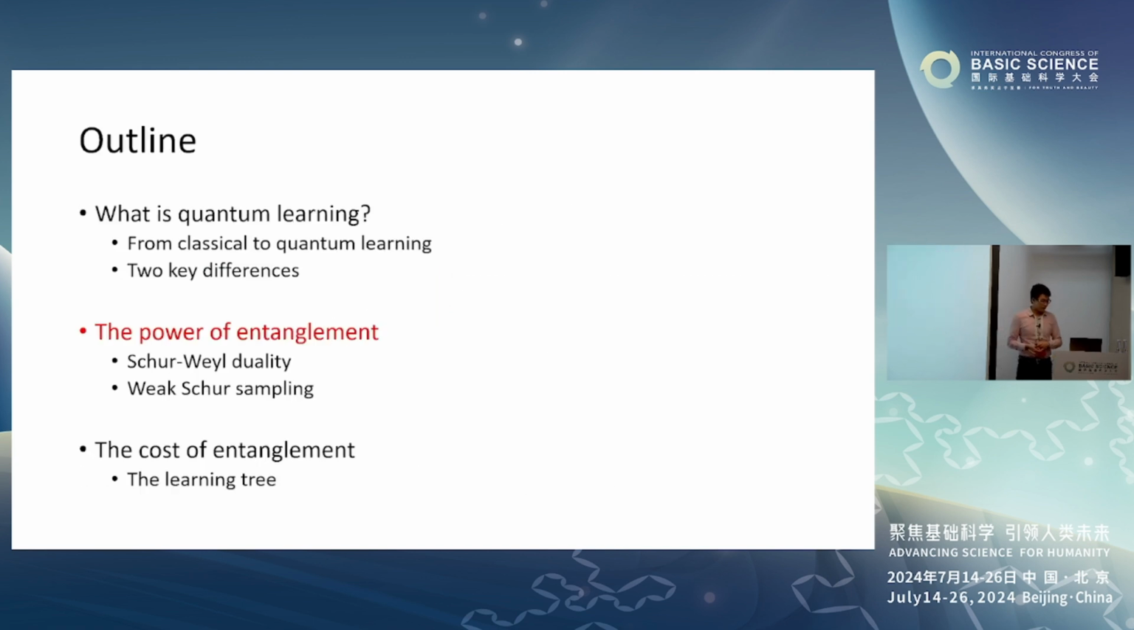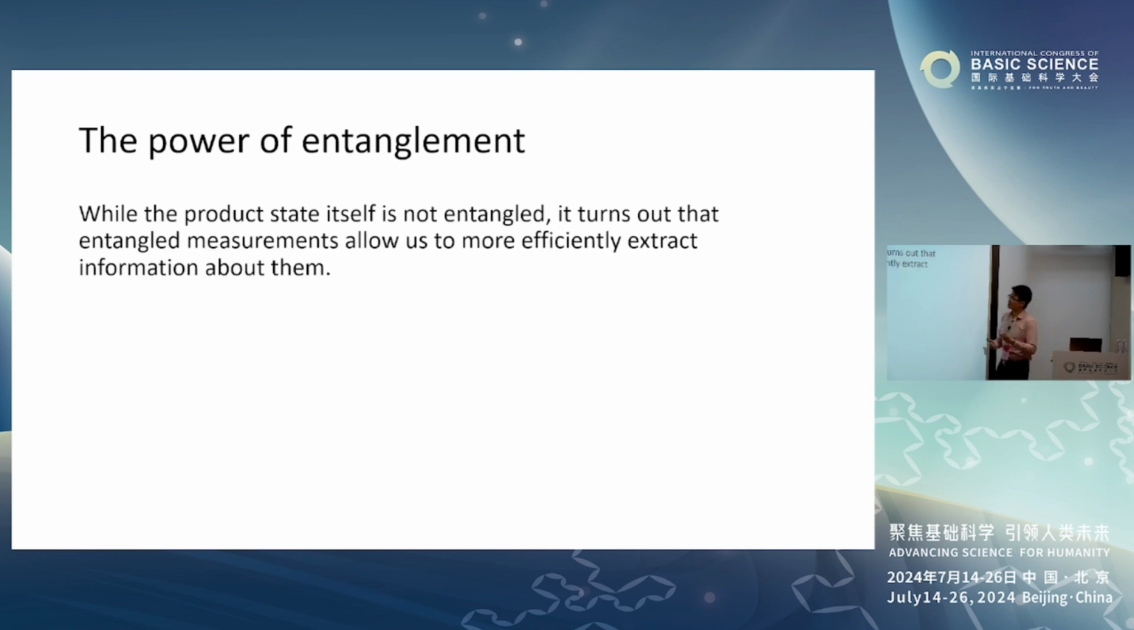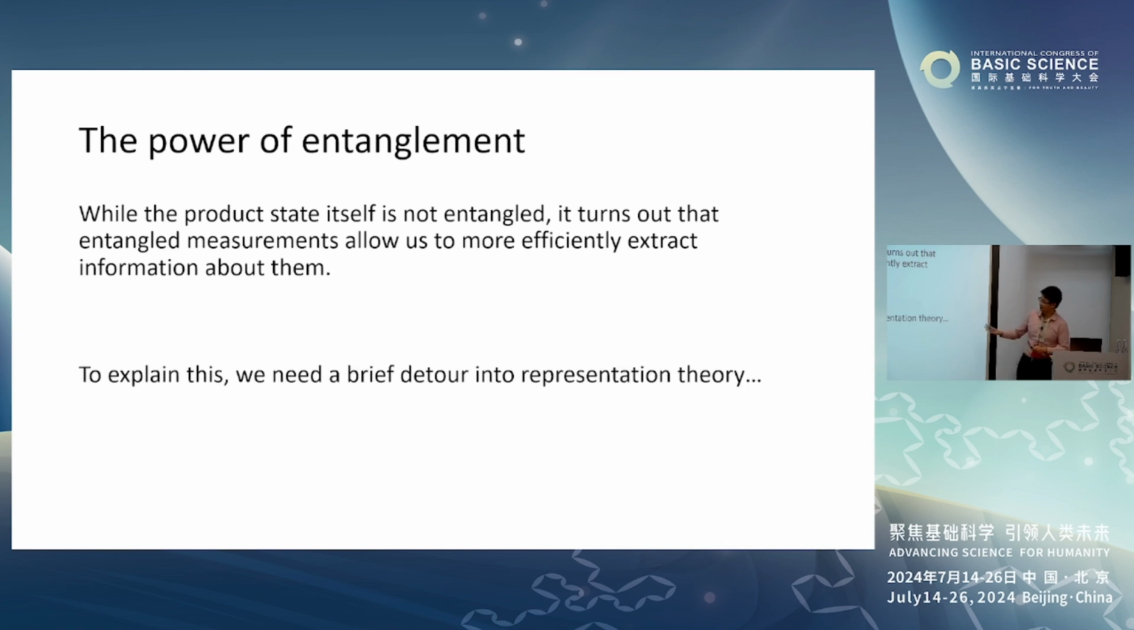So this is what I'd like to get into in the second part of the talk. Just explain why this is useful. Because it's weird intuitively why it'd be useful to have entangled measurements, because the states themselves are not entangled. Each copy of rho is non-interacting with each other. We're assuming they're independent copies of the same rho. But somehow it's supposed to be the case that even though the rhos themselves are not entangled, it's helpful to have an entangled measurement. And for this, unfortunately, I need a brief detour into representation theory.